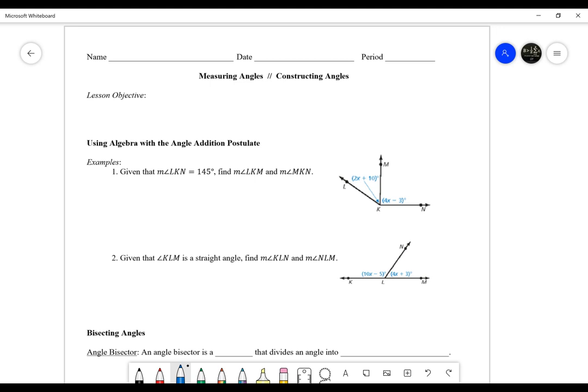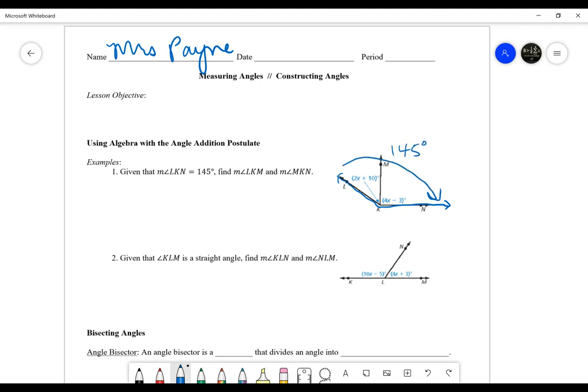Okay, you guys, now that we're still on 1.5, we're going to use the angle addition postulate with algebra to solve for these particular angles. So, don't forget your name and your date. These examples are showing me that given that LKN, the big angle here, is 145 degrees.